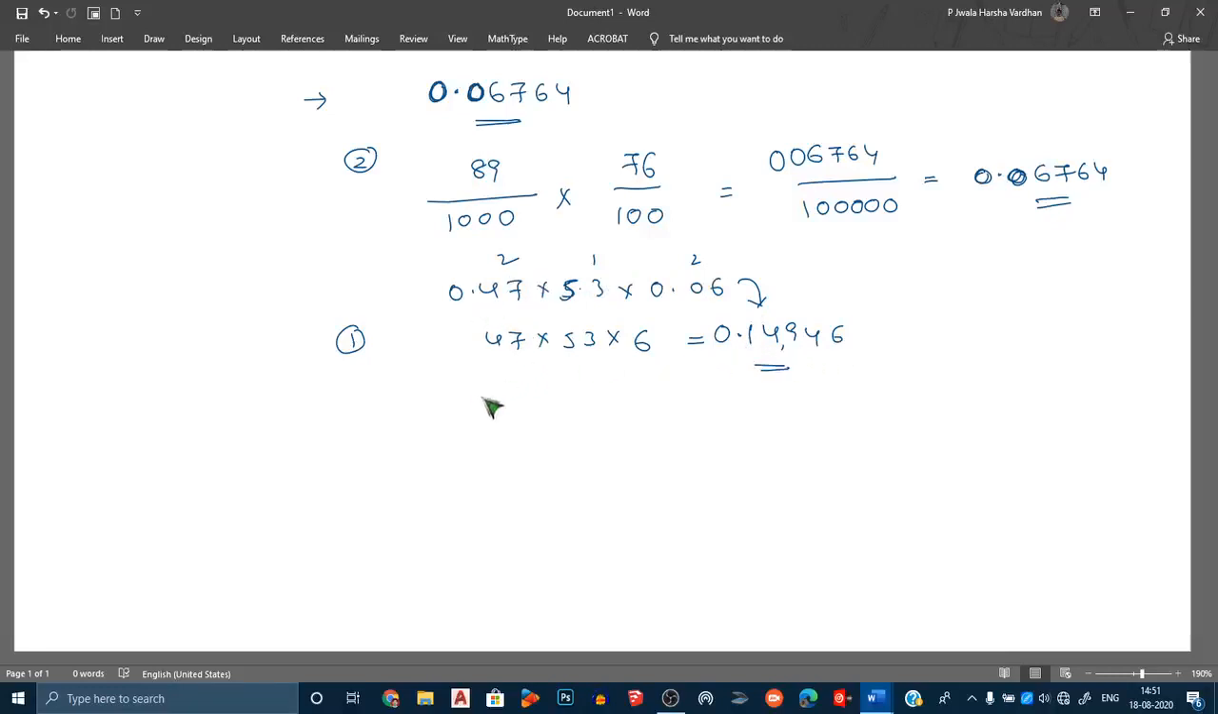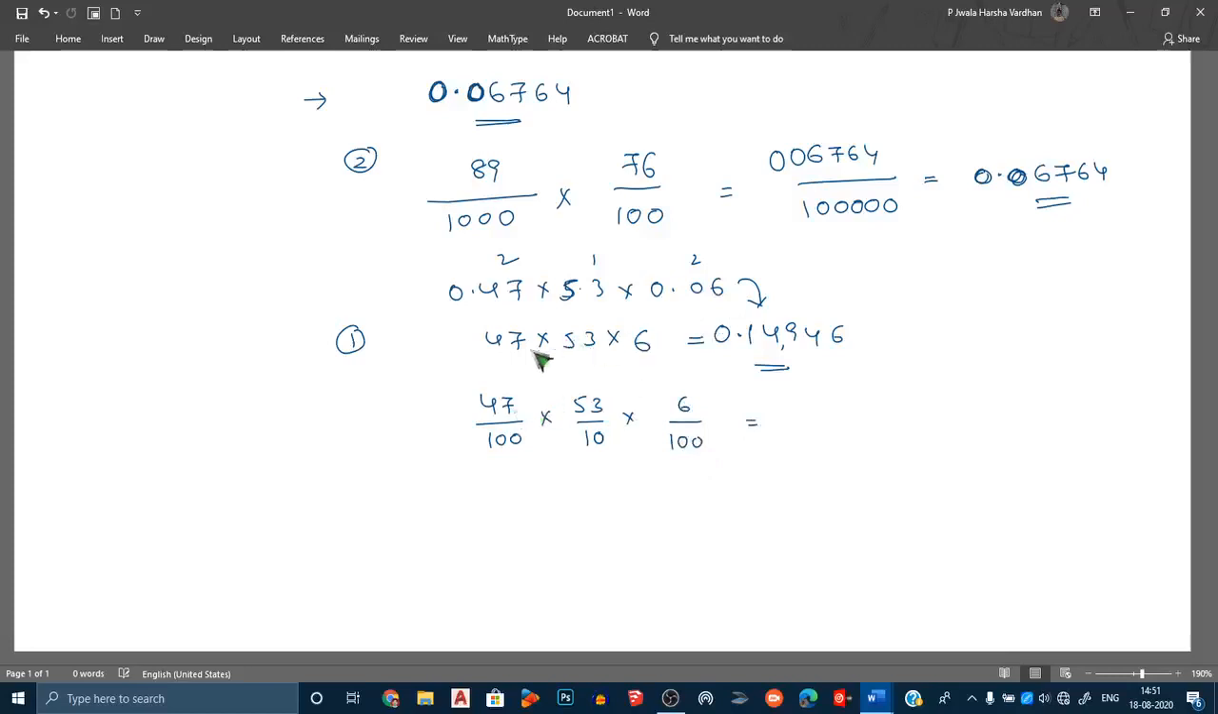So the same problem I am doing by converting them into decimal fractions, which is 47 by 100. Here it is 53 by 10. This is 6 by 100, because after the decimal point there are 2 digits, so 6 by 100.